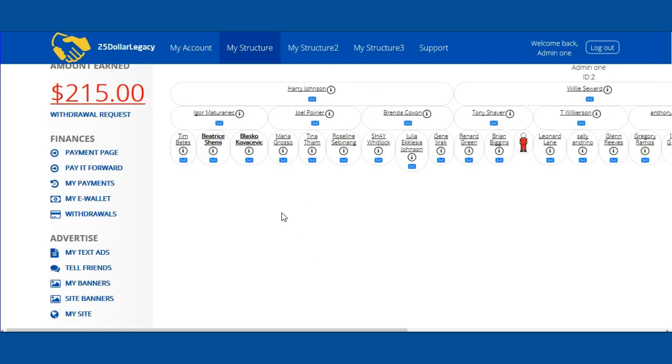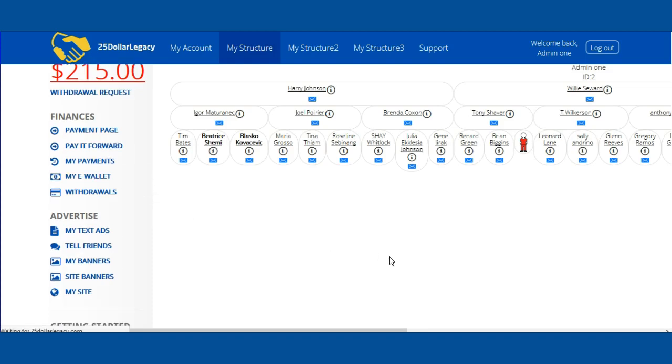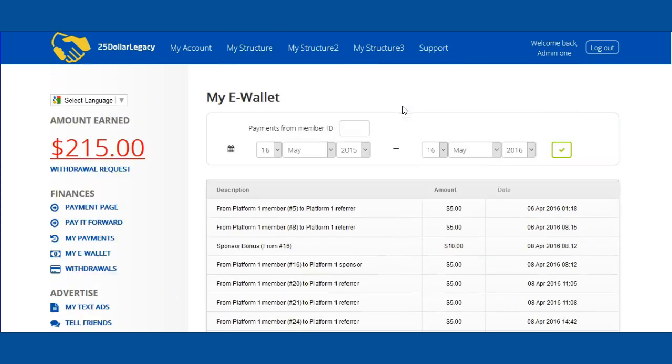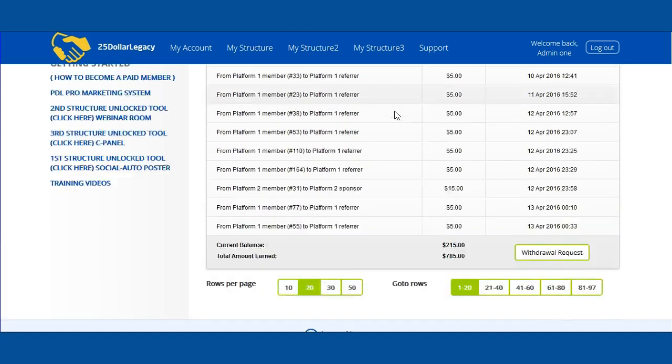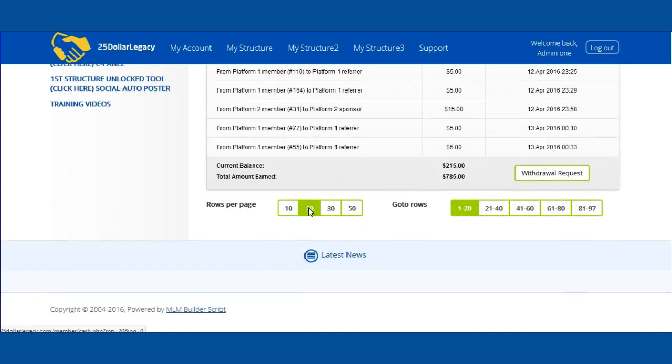People are saying, well, I'm missing my... Actually, let me touch on this one too, because we have people complaining that they never receive funds or earnings from their members. But what they don't know is, when you go to your e-wallet, this is your structure here. This is what you've been paid all the way down to 20. There's only 20 showing. What they don't know is, if they click on 30, there's more.